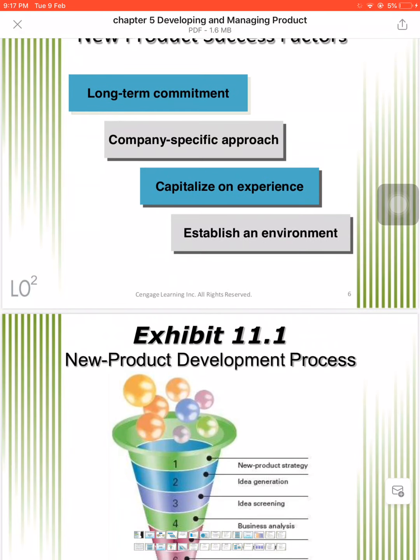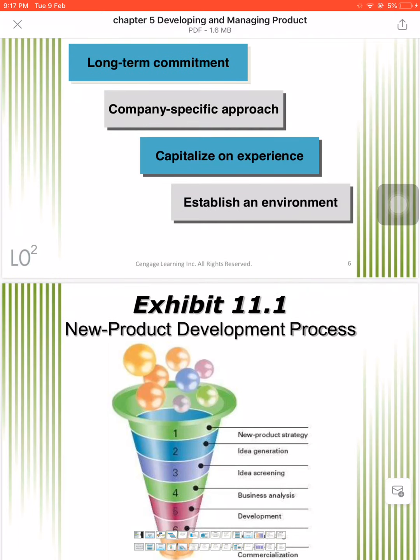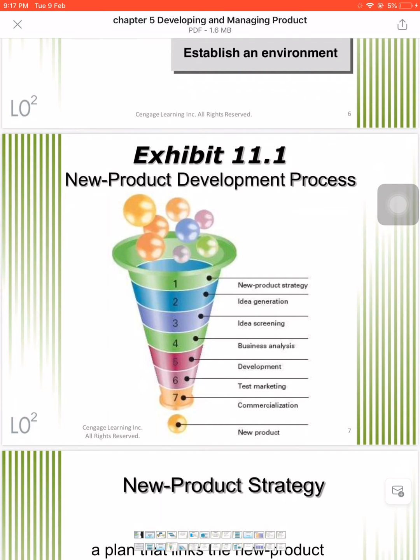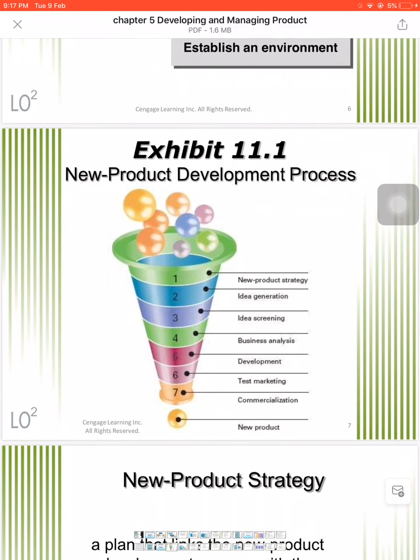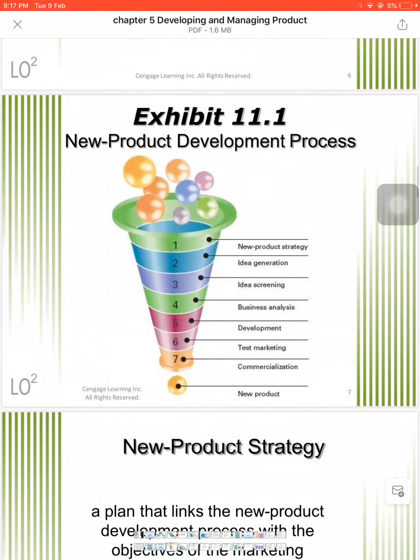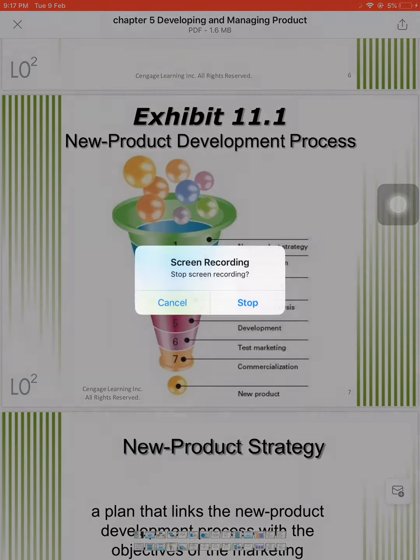Okay, next is new product development process. Okay, new product development process is how do you come out with the new products. Okay, so in order to produce a new product, you must start from the process, step by step.